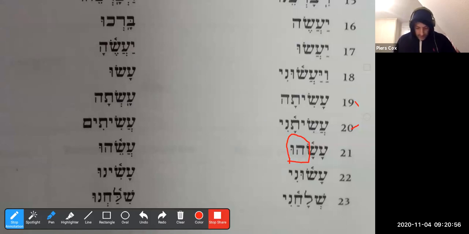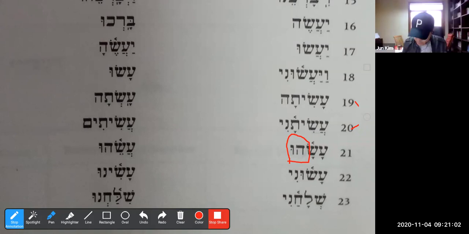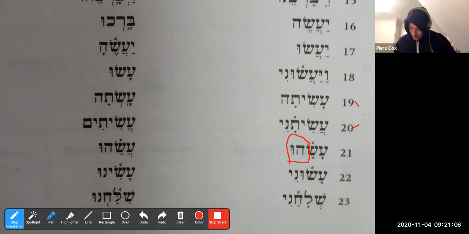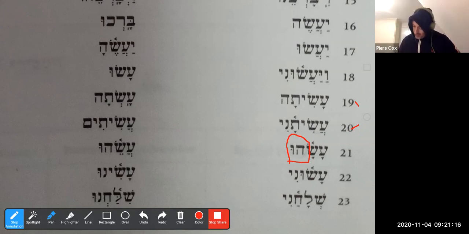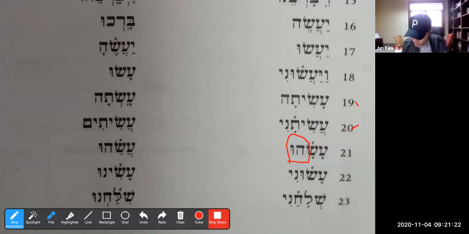Stem, it's kind of got me. It looks a lot like hifil, but I think it's actually kal stem. Form: affix. Prefix. PGN: 3 MPL. Special feature: pronominal suffix 1 CSG. Right. Meaning, and they made me.